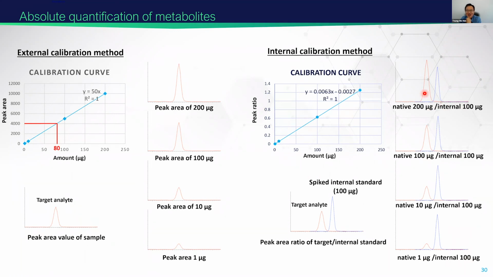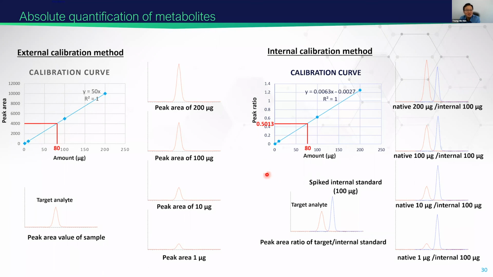So you can calculate the ratio between the internal standards and the native compound. And then we analyze the sample after spiking internal standards, and then we can calculate the ratio. So if the ratio is like 0.15013, then we can calculate that the concentration amount is 80.